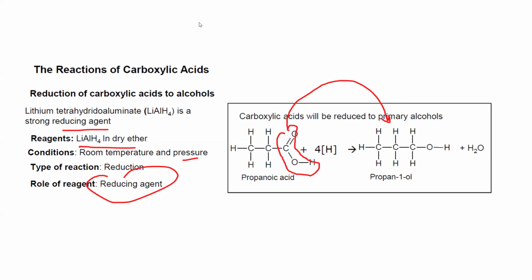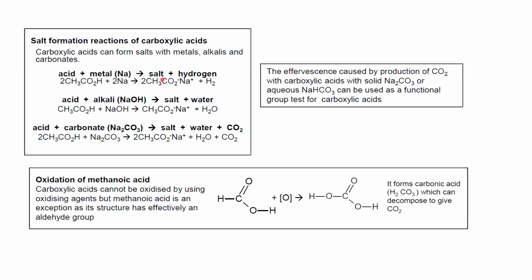And the other reactions are the same. When acid reacts with a metal, it will give salt and hydrogen. Acid reacts with a base, it will give salt and water. And acid reacts with a metal carbonate, it will give salt, water, and carbon dioxide.